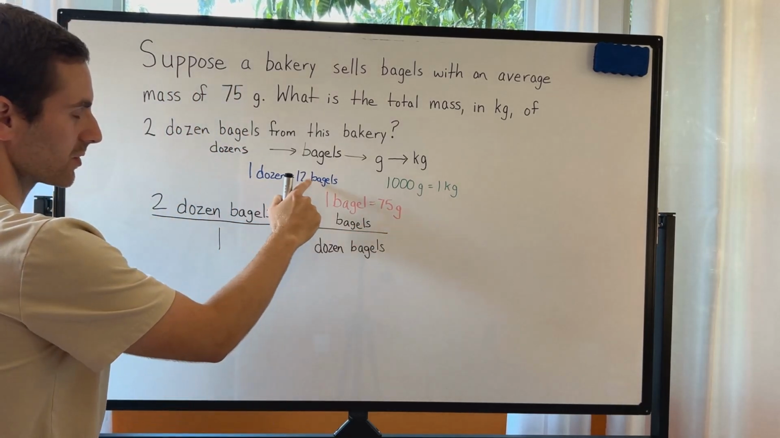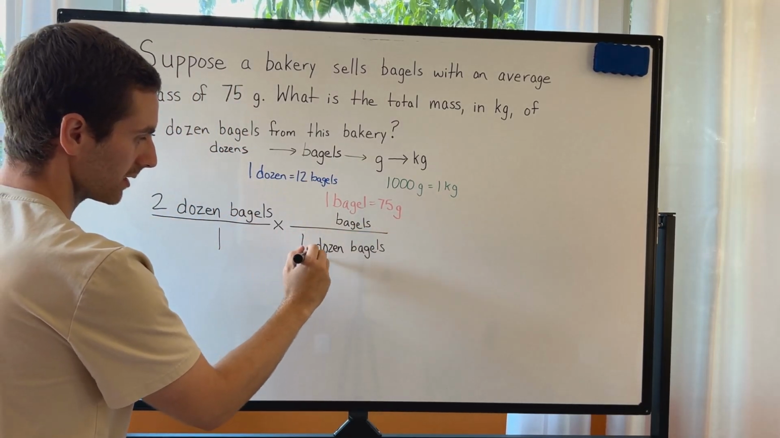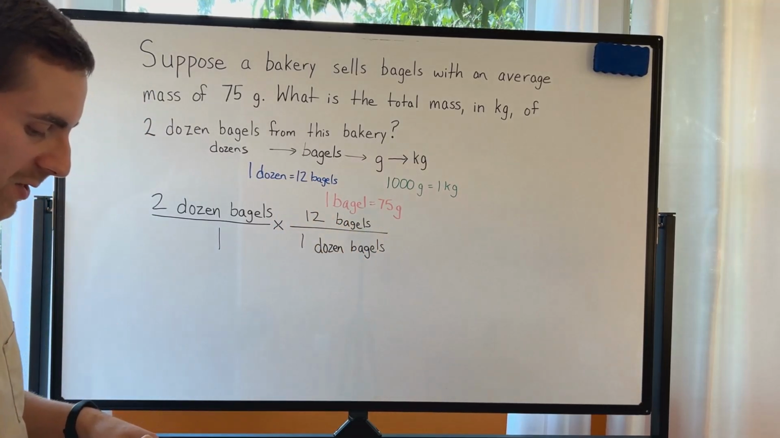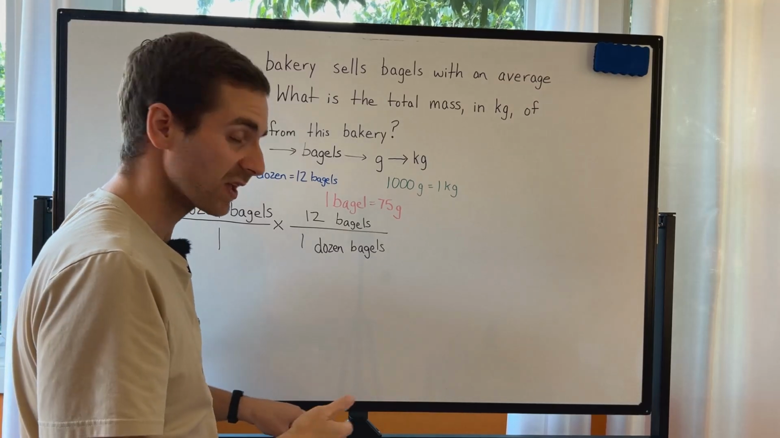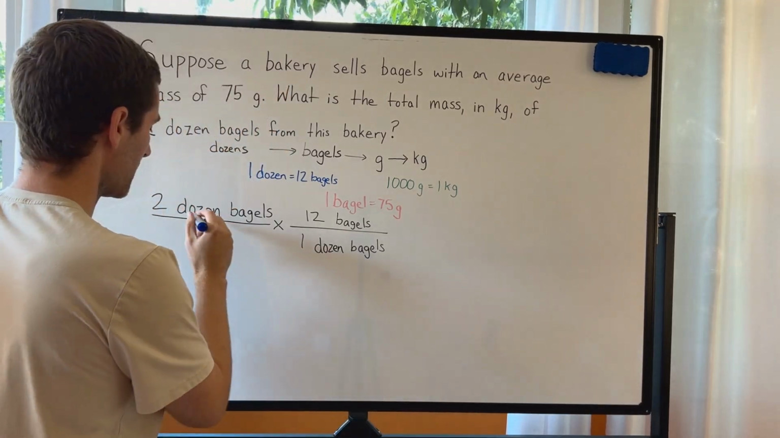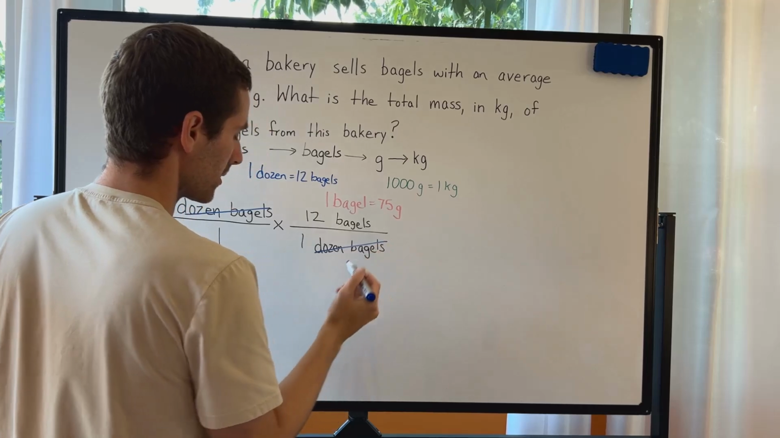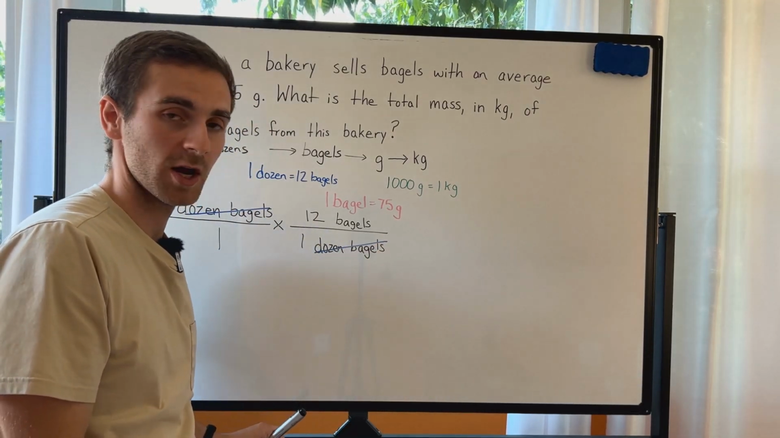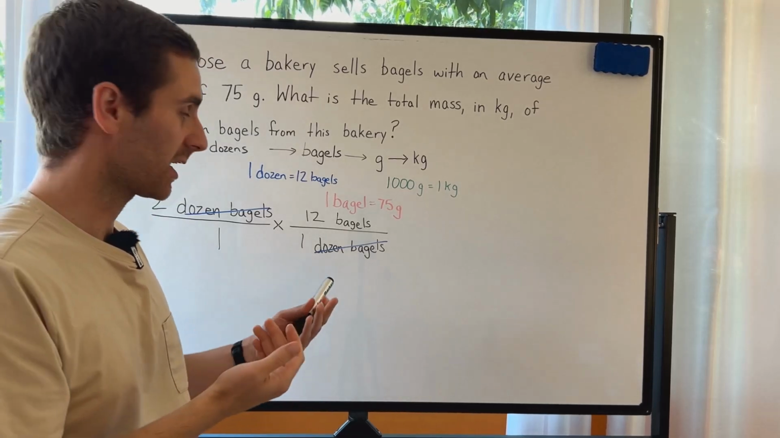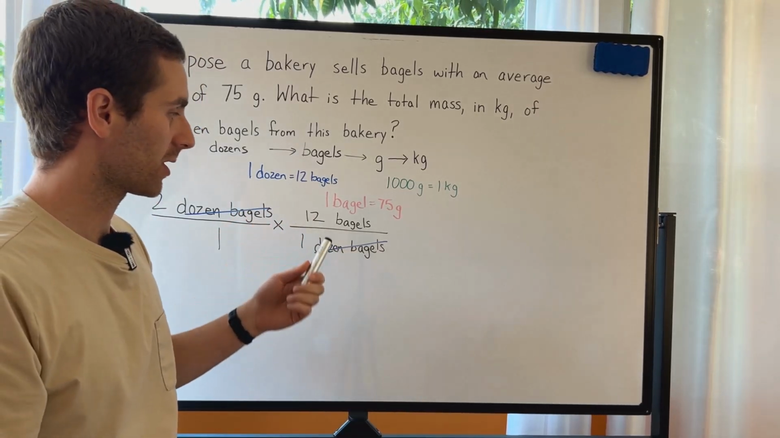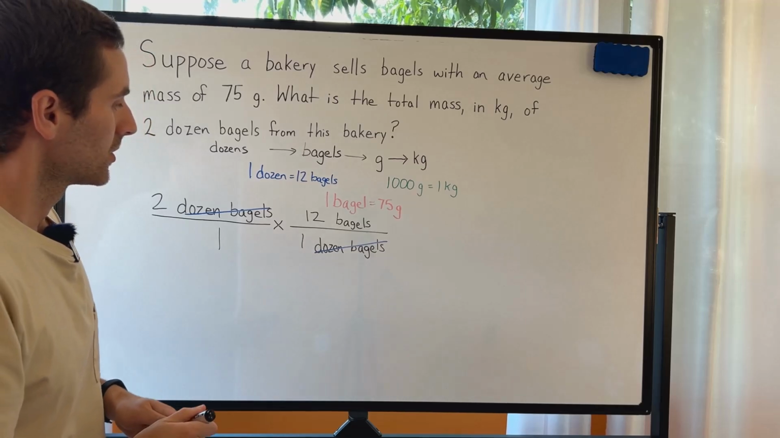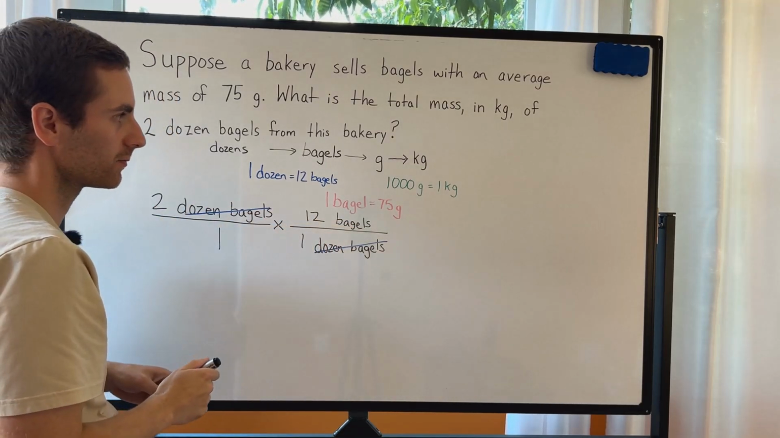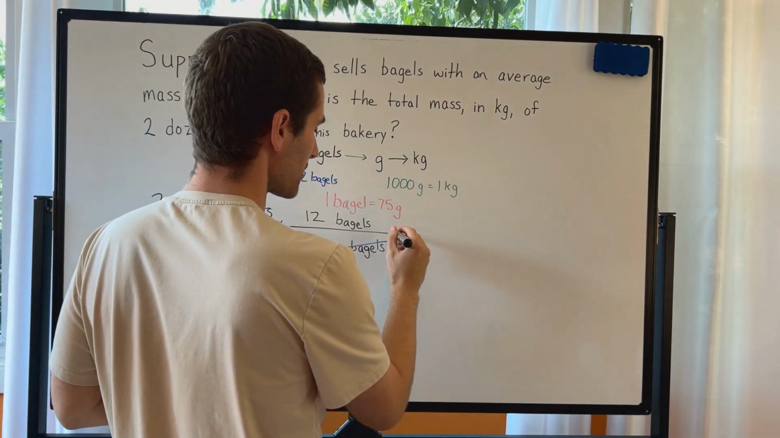And then my conversion tells me there are 12 bagels in 1 dozen bagels. And again, when we set it up like that, the dozen bagels cancel, because anytime you have the same thing on the top and bottom of a fraction, it cancels out, even if it's a unit, the same way that a number would. So that would give us our number of bagels if we did 2 times 12, but now we're going to keep going to grams.